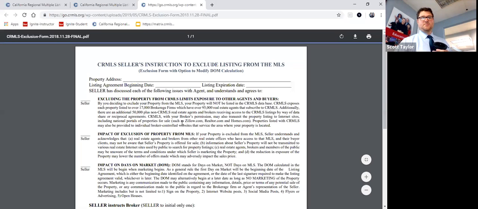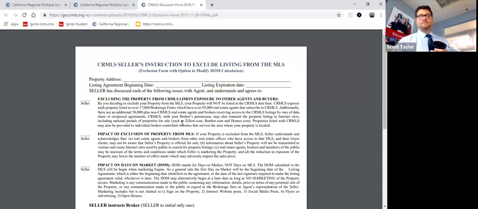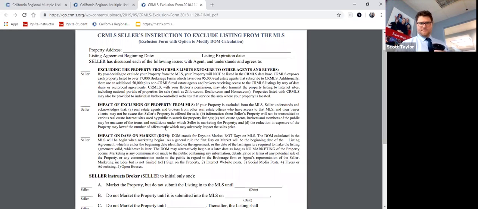It'll download. Is this sharing with those at home? Kim, can you see the exclude? She may not be listening. I'm going to hope she can see it.